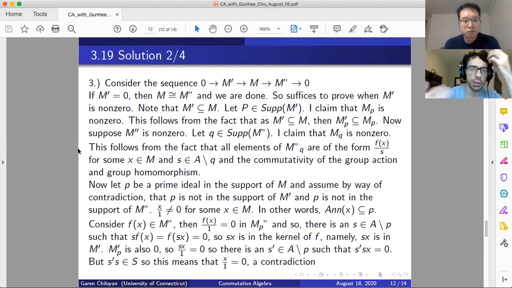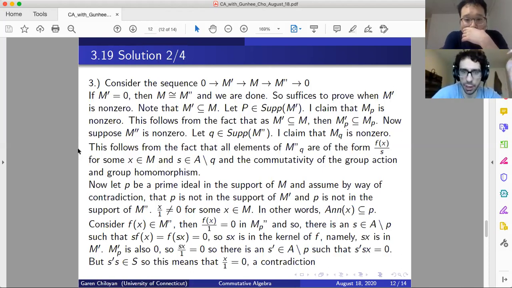How do we do that? So let's consider a short exact sequence. If M prime is 0, then we are done, because M is isomorphic to M double prime, and then the supports should be the same. So let's just say M prime is non-zero. So let's say M prime is a subset of M without loss of generality. I know it's isomorphic to a subset of M, but without loss of generality, we can just say it's a subset of it. So suppose P is in the support of M prime.